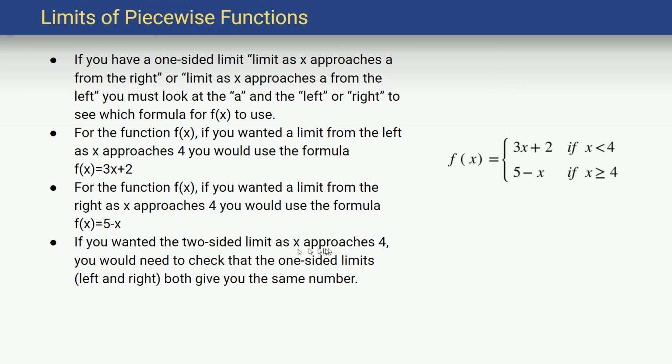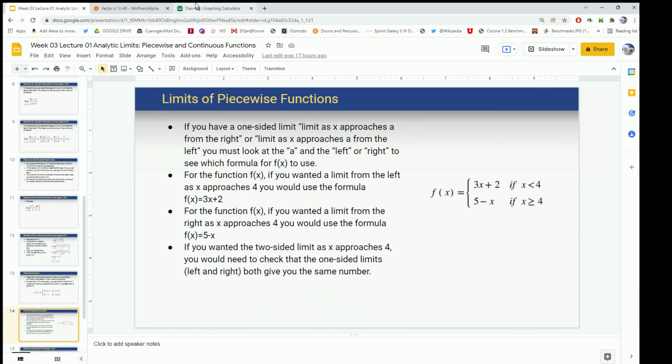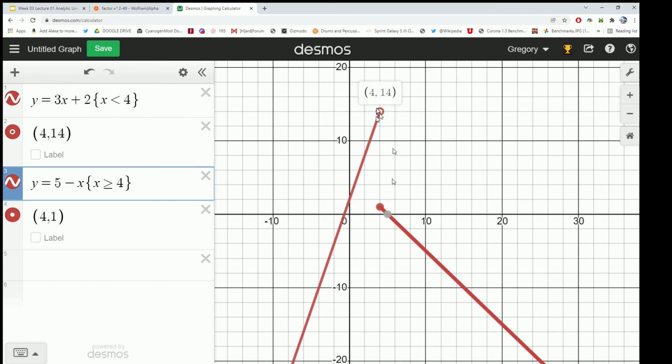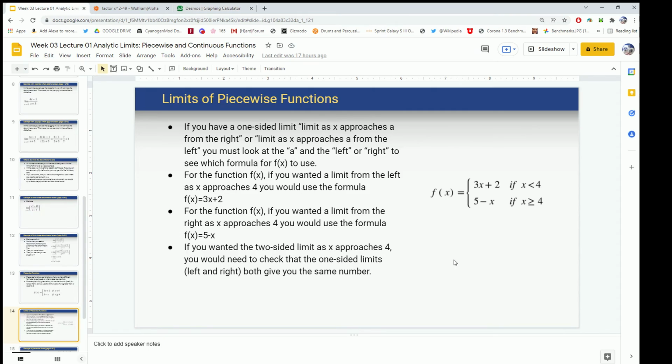Now, if you wanted the two-sided limit as x approaches 4, you would need to check that the one-sided limits both give you the same number. Now we know they don't because we looked at the graph already. The left-hand side's up at 14 and the right-hand side's down at 1, so they don't match up. But in theory, they could have done.